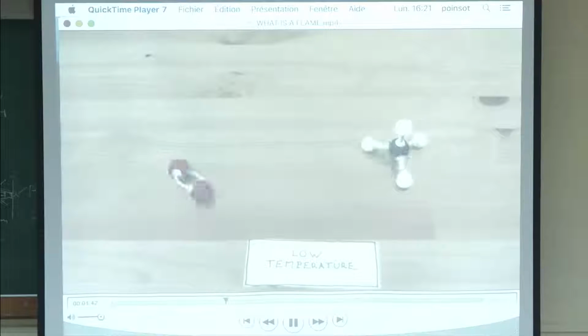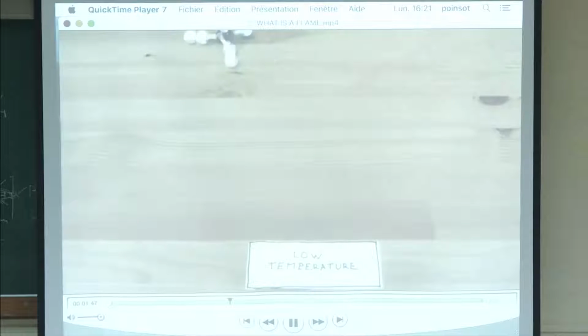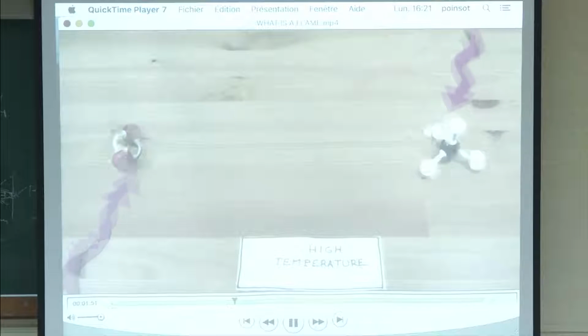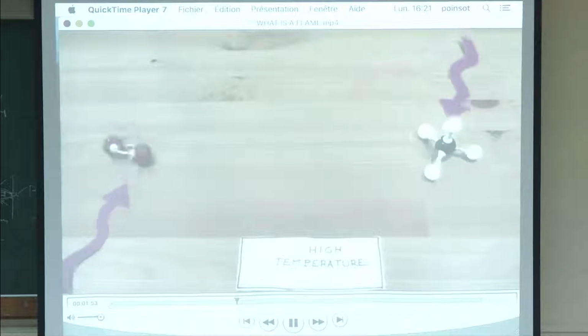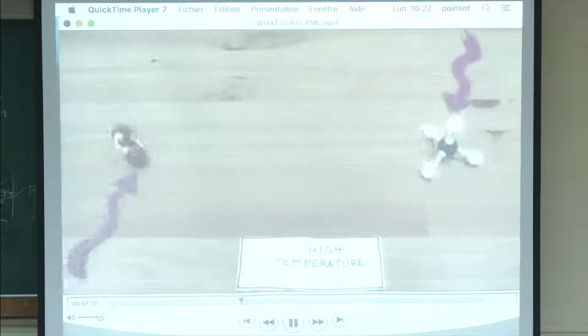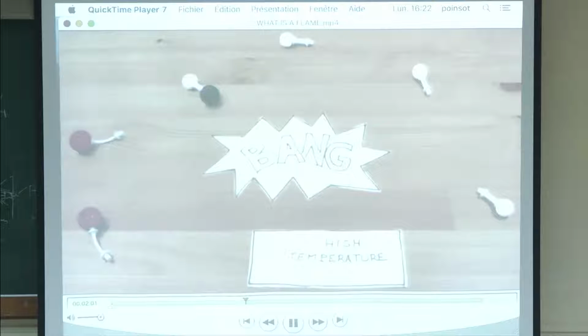At low temperature, molecules move quite slowly, and when they collide, basically nothing happens. At high temperature, it's completely different. The molecules move much faster because they are excited by the heat, shown in red here. And there are some damages when they collide. These dramatic collisions are called chemical reactions.